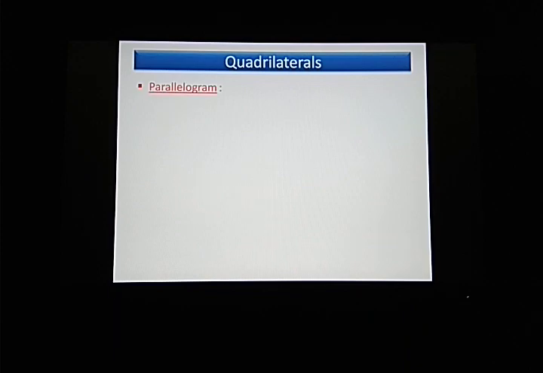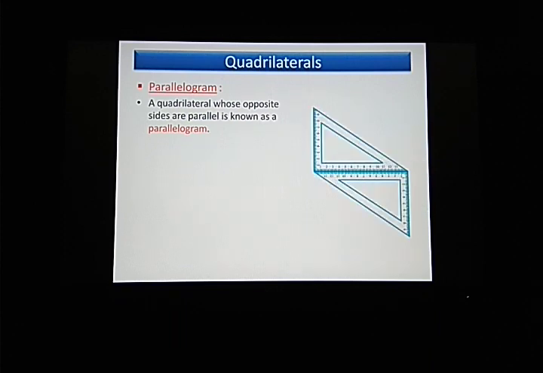Now next type is the parallelogram. By the name itself, something comes to our mind, something related to parallel. So the definition also says that a quadrilateral whose opposite sides are parallel is known as a parallelogram. Here also we will be using the set squares of the type 60 degree, 30 degree and 90 degree. So we'll take two on the opposite sides in this way. Here if you see, this side and this side are opposite sides and they are parallel, and this side and this side are opposite sides and they are also parallel. So it is a parallelogram.